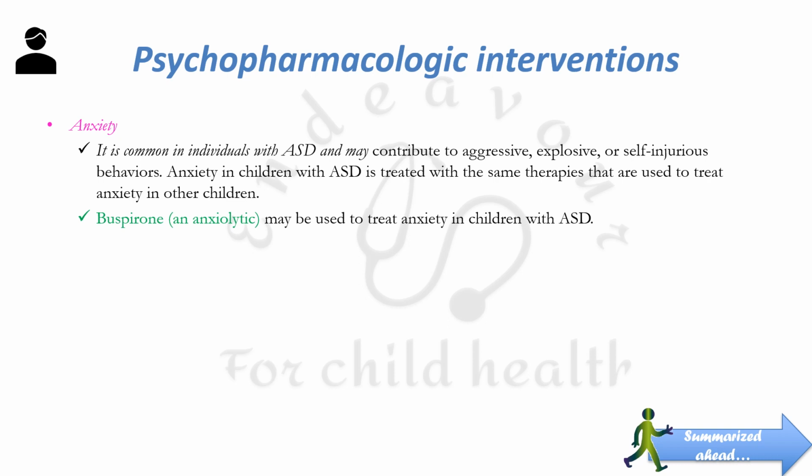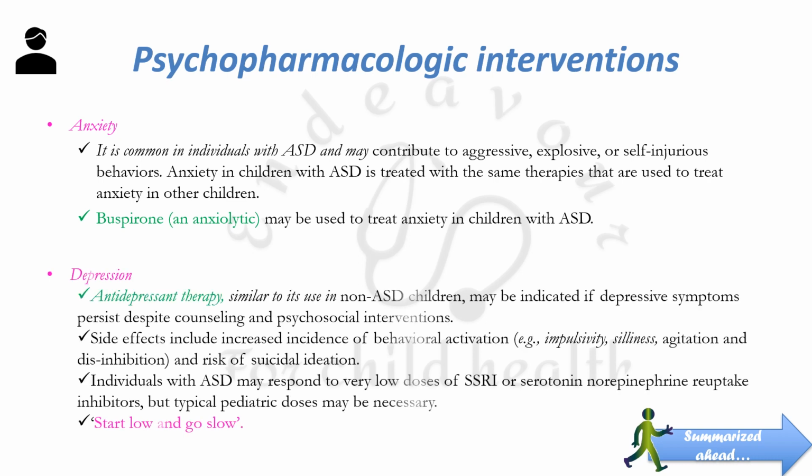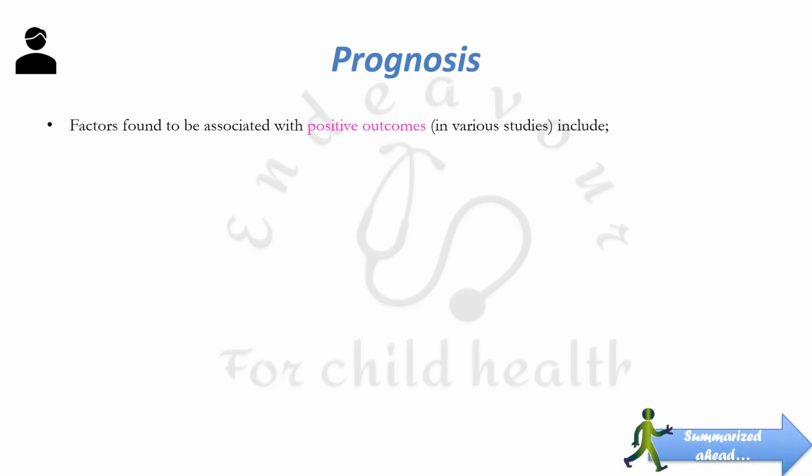Anxiety is treated with anti-anxiety drugs like buspirone, and for depression we use therapy similar to that in children not having ASD. The concept is to start low and go very slow.